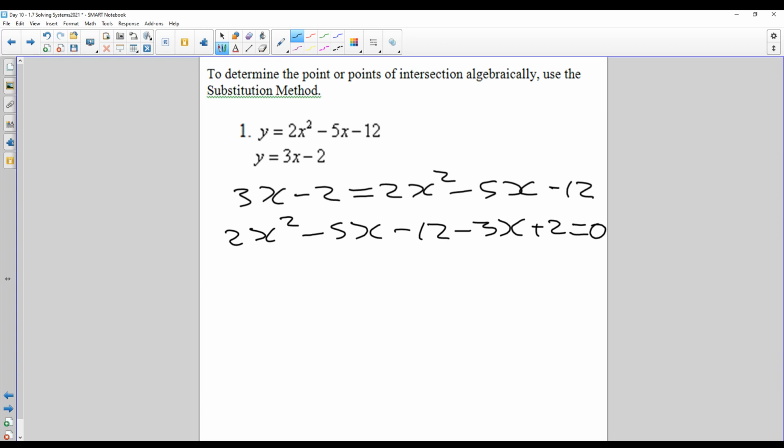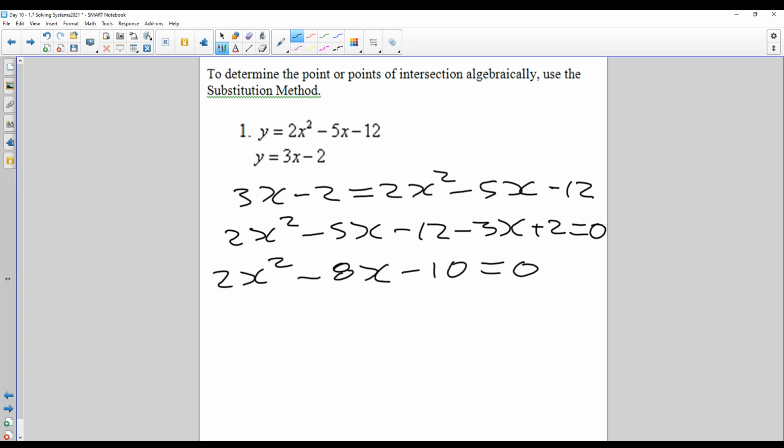All right. So let's see what we got here. 2x squared minus 5x, so that's minus 8x. And then the minus 12 plus 2 is minus 10 equals 0. Okay. Hope I haven't lost anybody yet.